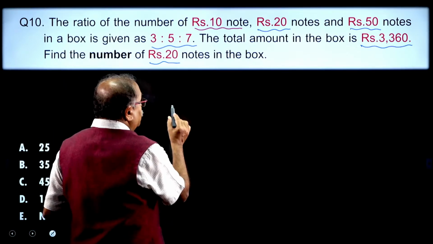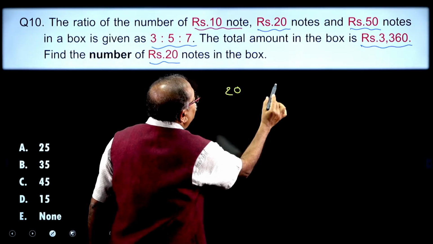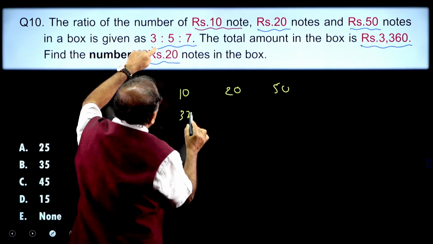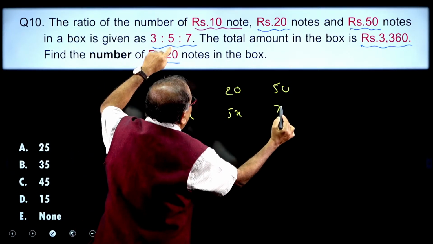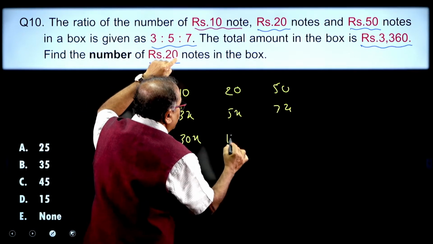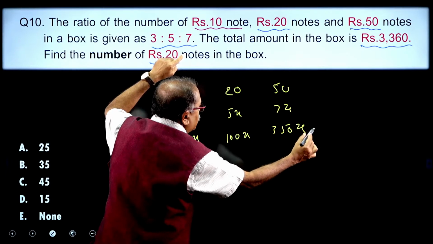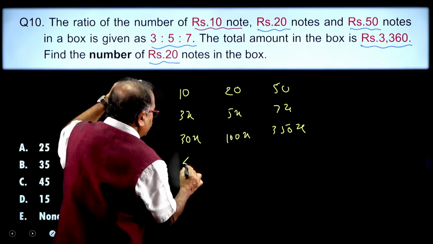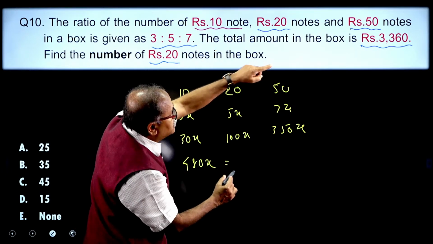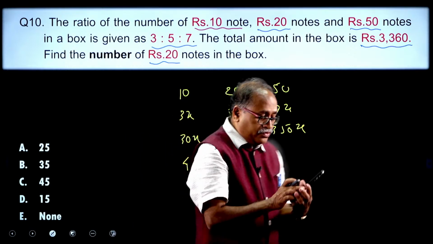So here the notes given to us are 10 rupee, 20 rupee and 50 rupee, and their number is given to us as 3x, 5x and 7x. That means the total is 30x, 100x and 350x. The total comes 480x. So 480x is equal to, given to us, 3360.